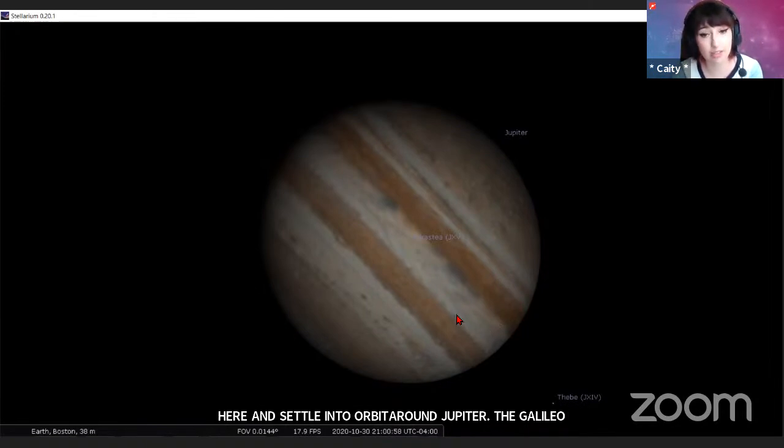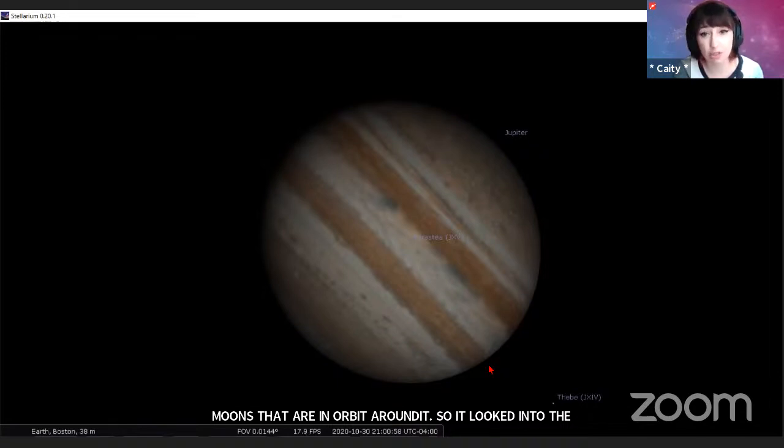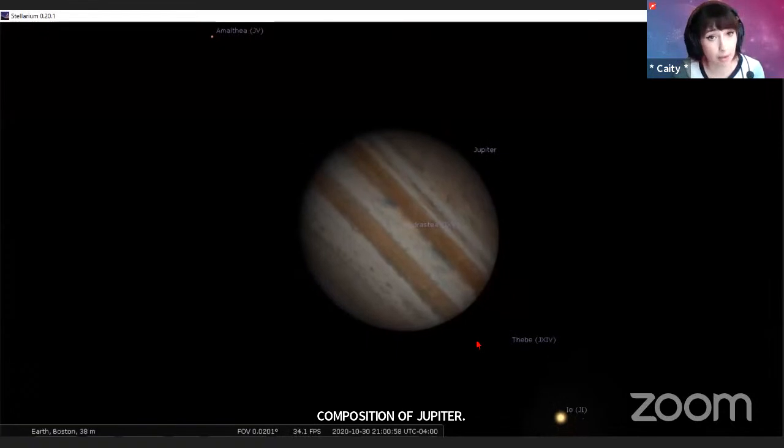Now, the Galileo spacecraft taught us a lot about Jupiter itself and also the moons that are in orbit around it. So it looked into the composition of Jupiter. We know that it's made of hydrogen and helium, and there's some ammonia. We know it's got lots of storms on its surface. And we also know a lot more about its moons.